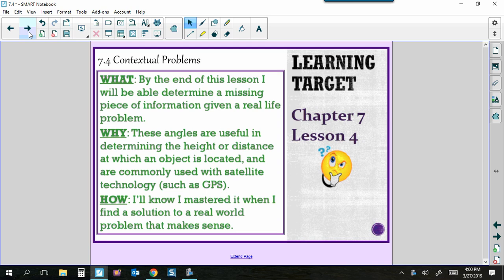What does that mean we'll be doing? Well, that means by the end of the lesson, you will be able to determine a missing piece of information given a real-life problem using what you learned in 7.1, 7.2, and 7.3.